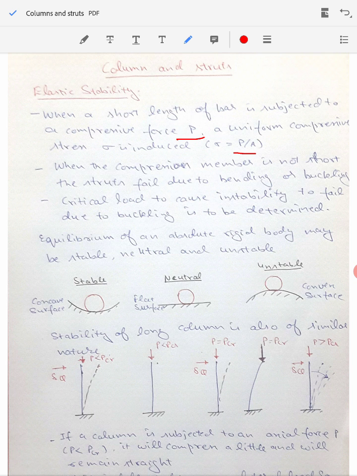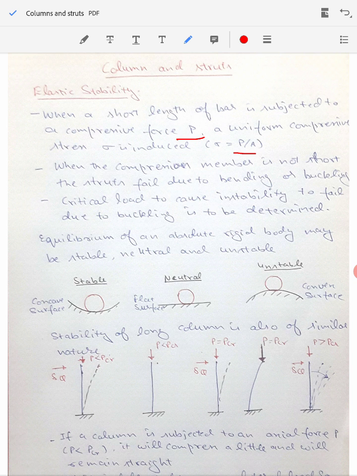So what we are trying to say is, if there is a long slender member subjected to axial stresses and we keep on increasing the amount of load, it may buckle, and the failure may be because of the buckling or bending of the column rather than because of the compressive stresses. So this critical load, which causes instability or buckling of the column and its failure, we need to determine. Now let's first understand the equilibrium of an absolutely rigid body.